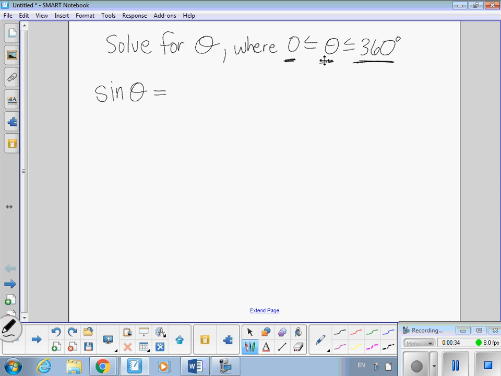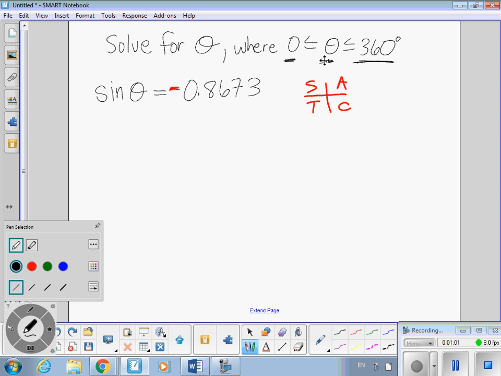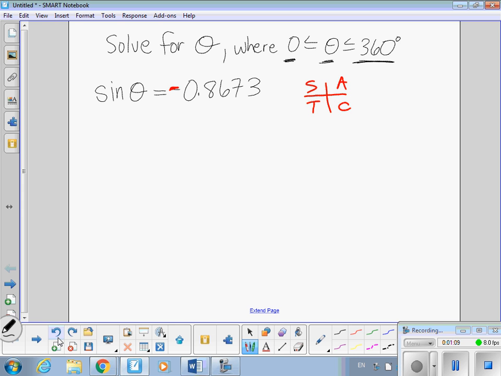So I'm just going to pull up an example. Sine theta equals, and let's just give us a negative 0.8643. I know the negative tells me a few things. The negative here tells me what quadrant I'm going to be in. So if I use CAST, I know then that sine is negative here and here. Often what I do when I'm doing a question like this is I literally just have CAST beside and I put a check mark in the quadrants I want.